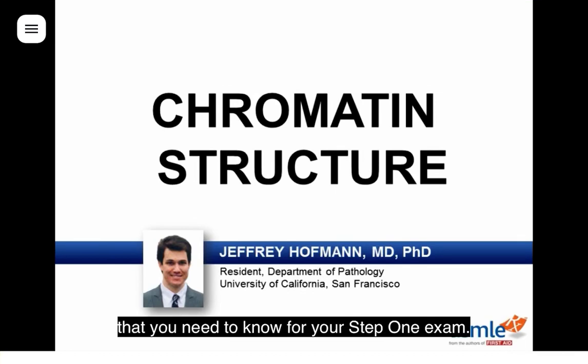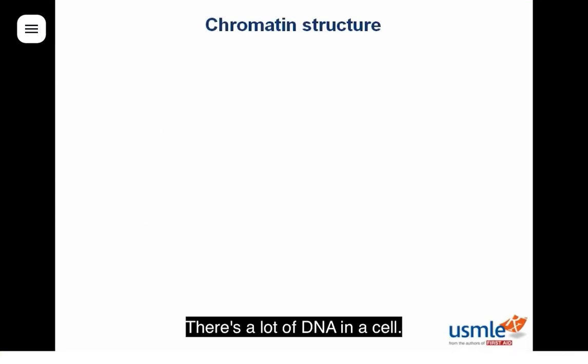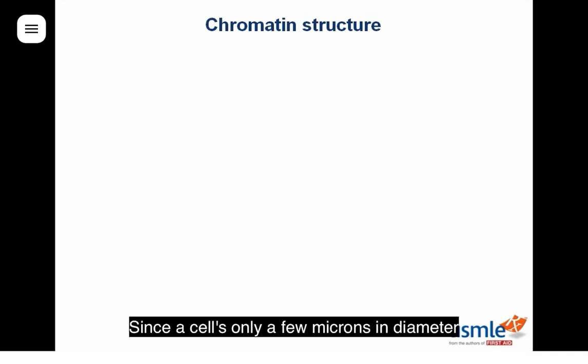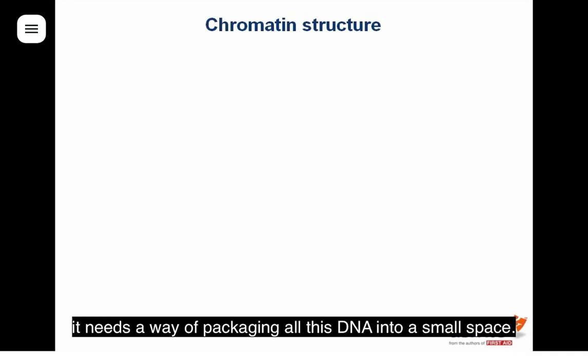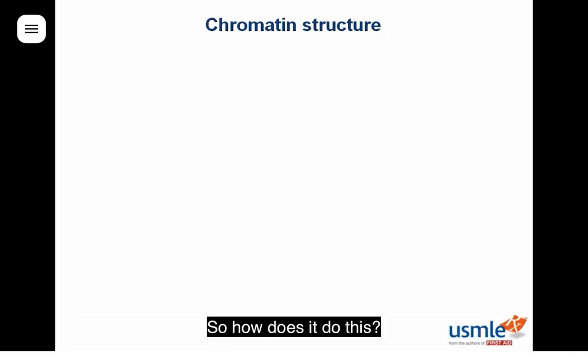that you need to know for your Step 1 exam. There's a lot of DNA in a cell. In fact, if you stretched all the DNA from a single cell end to end, it would be about a meter long. Since a cell is only a few microns in diameter, it needs a way of packaging all this DNA into a small space. So how does it do this?